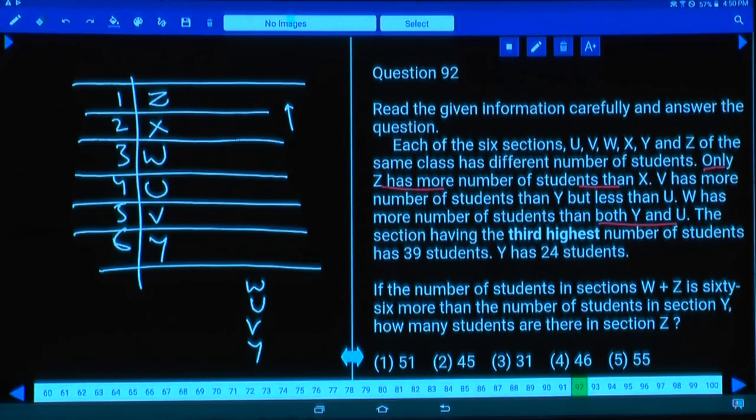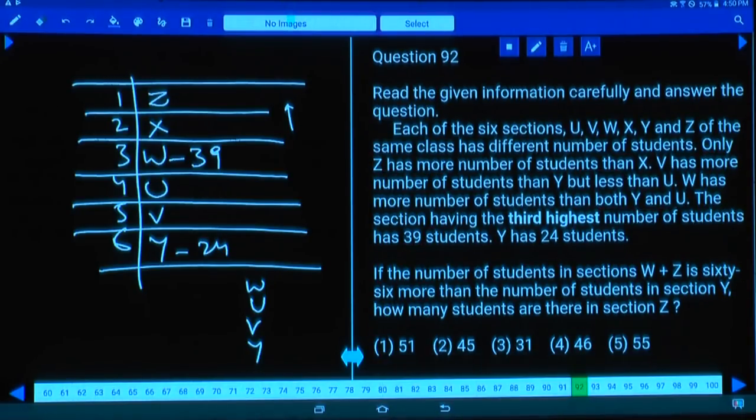Then the section having the third highest number of students has 39, and W has 39, Y has 24. This is the information given. Question 92: the number of students in sections W and Z is 66 more than the number of students in Y. Y is 24.